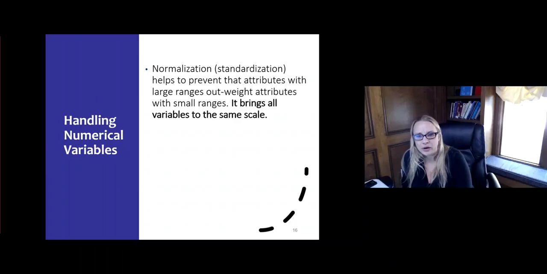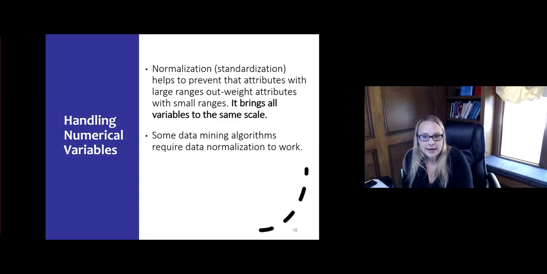So what do we do with numerical values? One of the things that we will see is that we will often want to do a normalization or a standardization of our numerical values. What this does for us is it prevents attributes with large ranges from outweighing the attributes with small ranges. It brings all the variables onto the same scale. Some of the data mining algorithms will specifically require that the data be normalized for them to work, but normalization is not generally required.